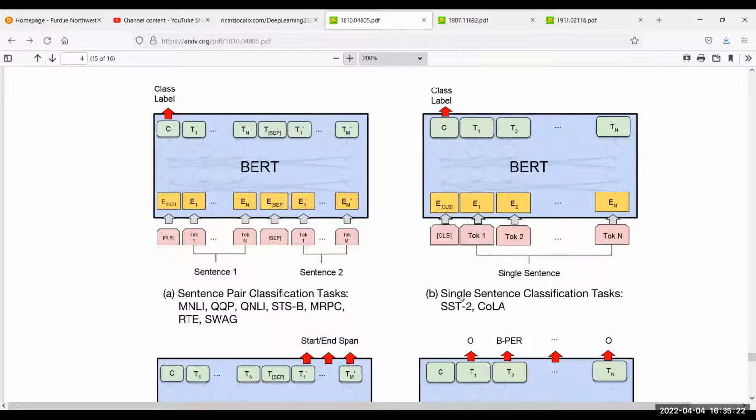They have another one, which is the single sentence, similar. Class label comes out here, CLS, but notice it's only one sentence. So this is like, guys, can you hear me? Yes, we did. So this is for like sentiment analysis, for instance.